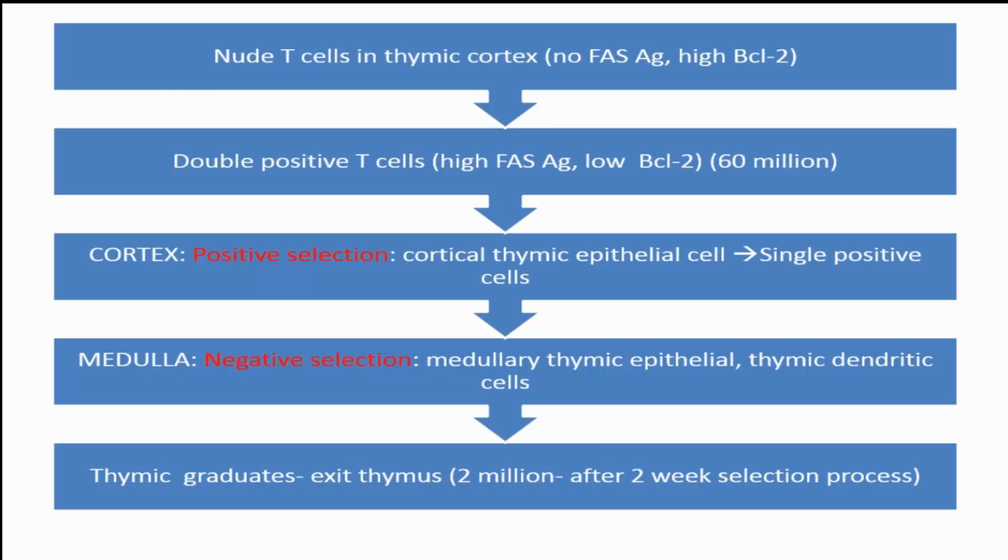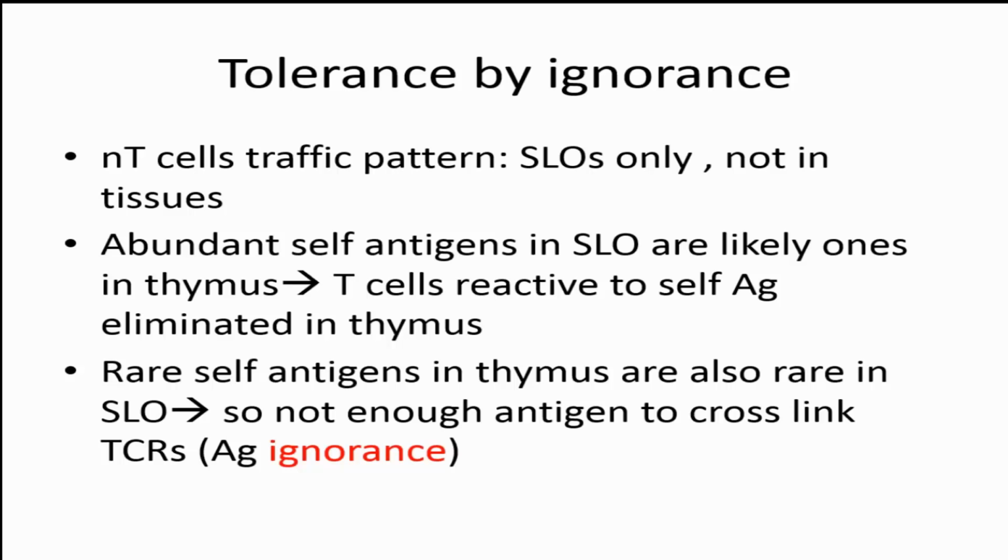Once they go through positive selection and negative selection, they graduate from the thymus, exit it, and go into the blood circulation. The double positive T cells number about 60 million in the thymus, compared to what comes out after the selection process, which is reduced to about 2 million. So you can see how most of the cells are deleted during these selection processes. All right, so that was central tolerance.